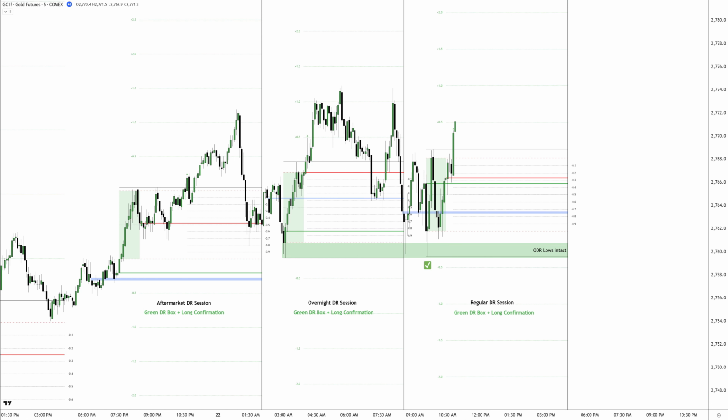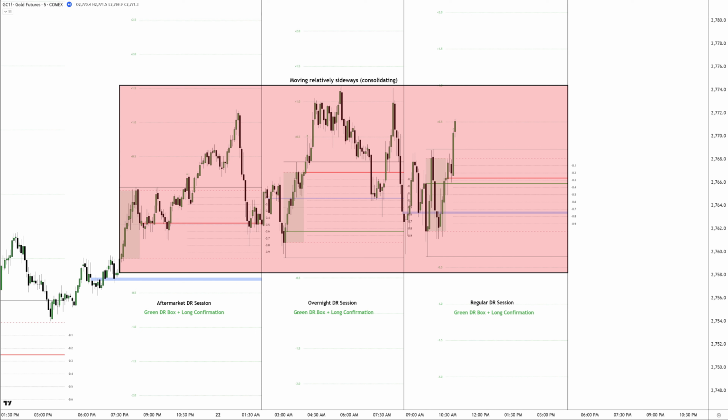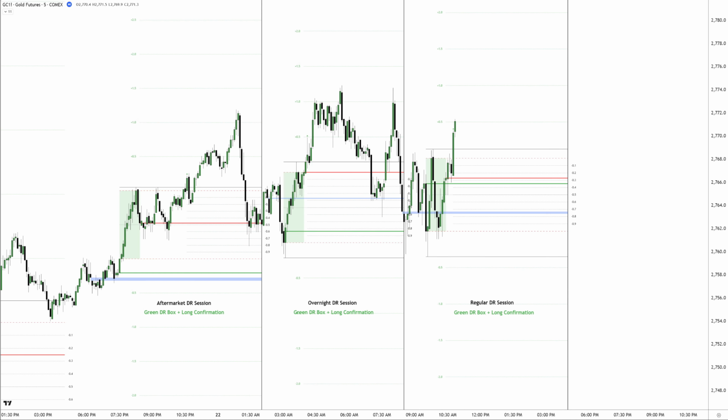But looking at the broader picture, a key issue stood out. All three defining ranges were clustered within a price range, creating a consolidative structure rather than a clean expansion. This wasn't the textbook DR upside model formation you'd ideally want to see. Paying closer attention to the aftermarket and overnight DR mid-levels, extending them to the right, revealed that the regular DR session had violated both, moving back and forth between them rather than deviating upward in a true DR upside expansion model. This was a major red flag for expecting upside price action.